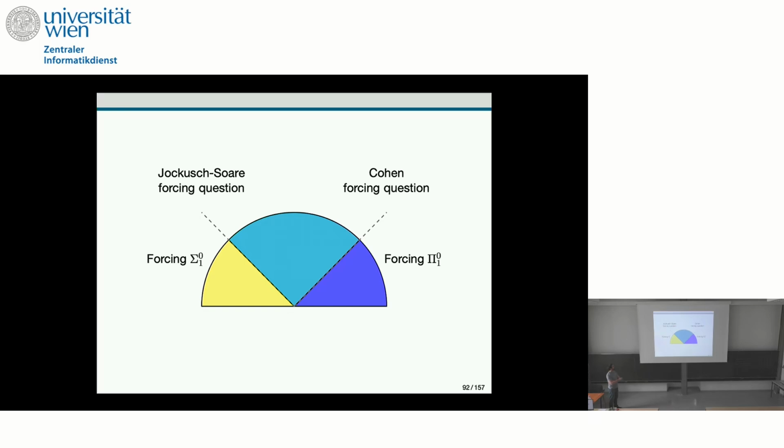So the forcing question is a dividing line between the set of conditions which already force the sigma 1 formula, and the set of conditions which force the negation of the formula, and these are the ones which are not decided yet. There are two natural definitions of forcing questions, which are the extremal positions. The natural one for Cohen forcing is on this side, and for Jockusch-Soare forcing it is on this side. Of course, we could imagine a lot of variants, and we are especially interested in forcing questions which have good definitional properties and good combinatorial properties.